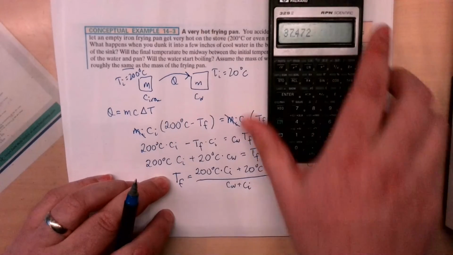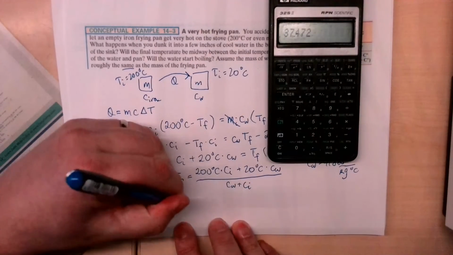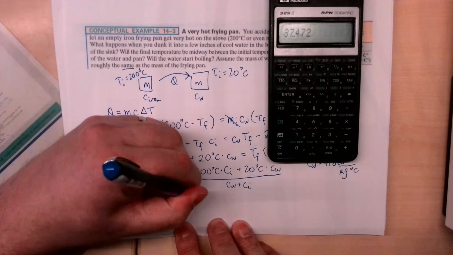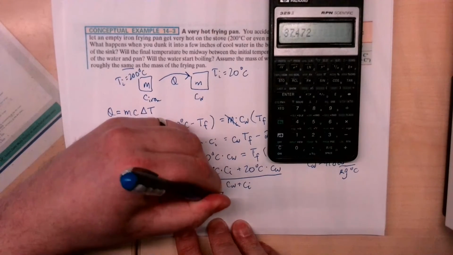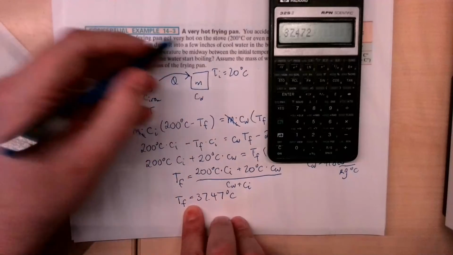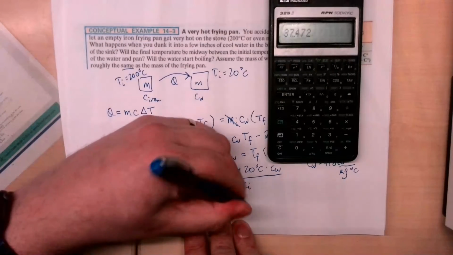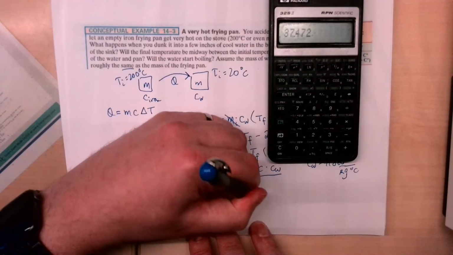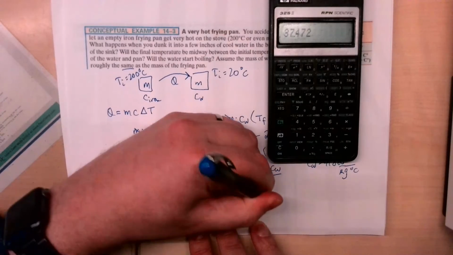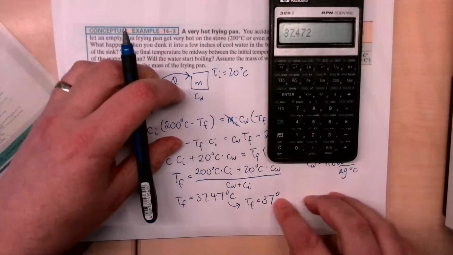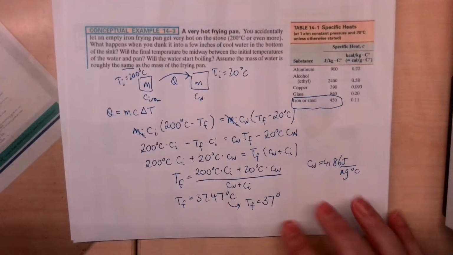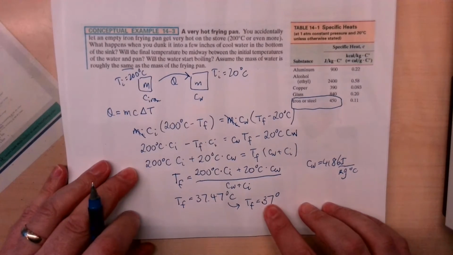Divide that, and you find that the final temperature is roughly 37.47, and we for sure only have 2 sig figs. I mean, that's really 1 sig fig, but let's say we have 2 sig figs. The final temperature is 37 degrees, and you'll notice that's much less than 100, so this kind of makes sense for our calculation. So our final temperature is 37.